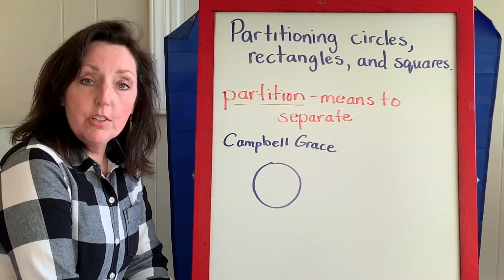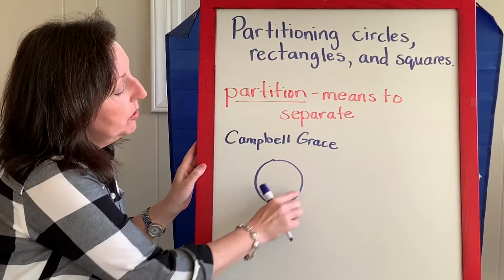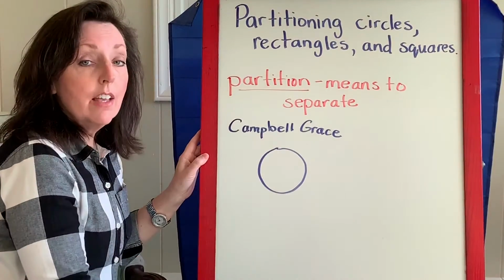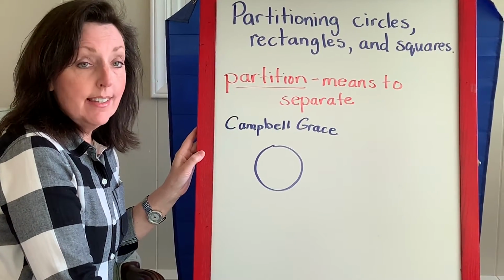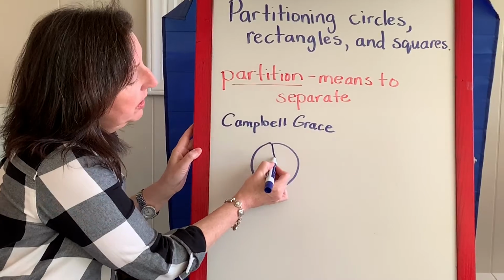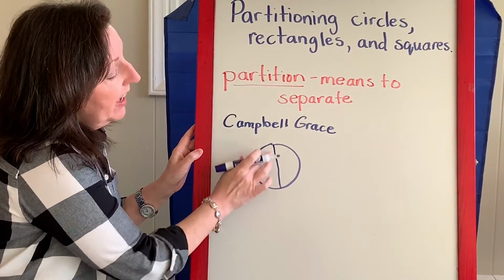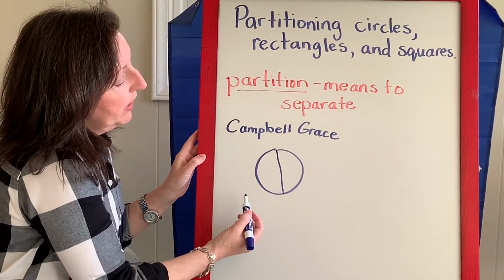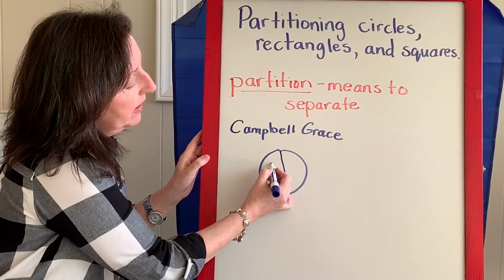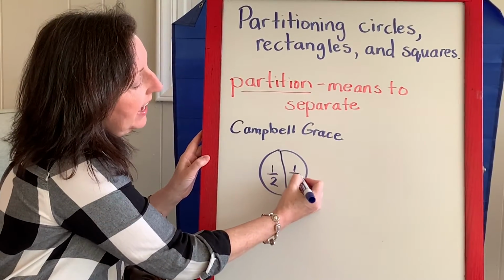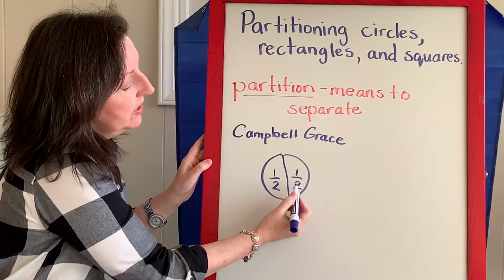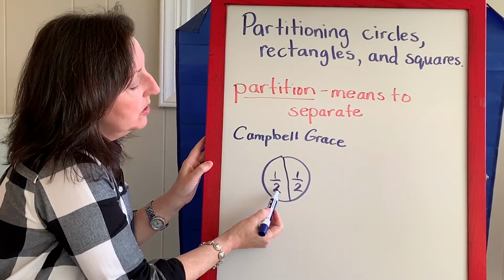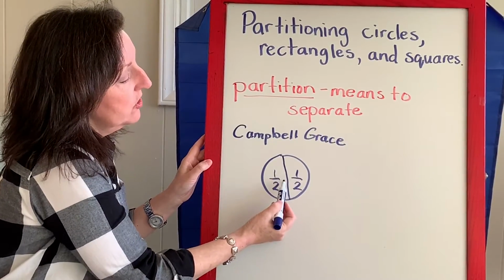Campbell Grace is going to be in this problem. It's her turn. So let's say Campbell Grace has a circle, and we want to partition or separate that circle into 2 equal pieces. All you have to do is draw a line down the middle, and we have partitioned that circle. We've separated that circle into 2 equal pieces for Campbell Grace. This is a half, and that's a half. Those are 2 halves that are equal pieces or close to equal. I'm not as good an artist as you are. So this is 1 half and 1 half of Campbell Grace's circle.